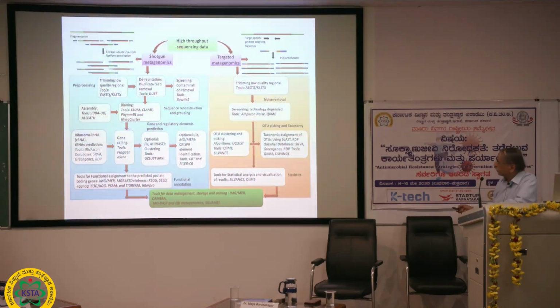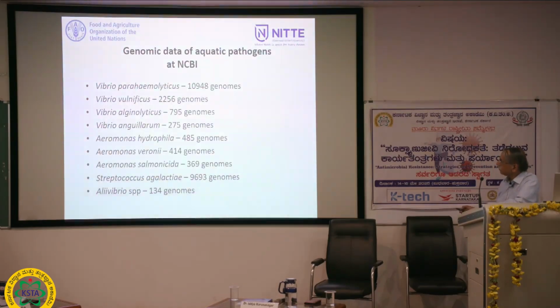So if you look at aquatic pathogens, for example Vibrio parahaemolyticus is an aquatic organism. It can also cause human infections. It can cause shrimp disease also. So you have 10,000 or nearly 11,000 whole genome sequences available.